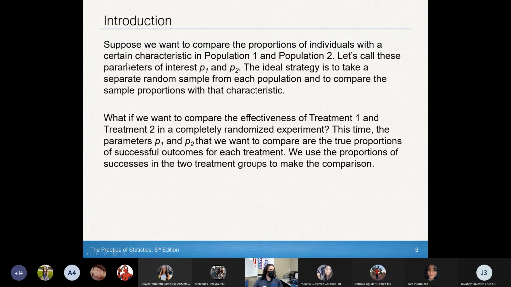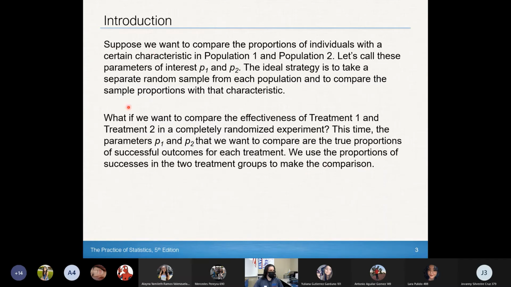So first, suppose we want to compare the proportions of individuals with a certain characteristic in population 1 and population 2. Let's call these parameters of interest p1 and p2. The ideal strategy is to take a separate random sample from each population to compare the sample proportions with that characteristic. What if we want to compare the effectiveness of treatment 1 and treatment 2 in a completely randomized experiment? This time the parameters p1 and p2 that we want to compare are the true proportions of successful outcomes for each treatment. We use the proportions of successes in the two treatment groups to make the comparison.